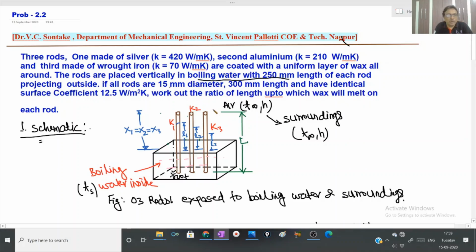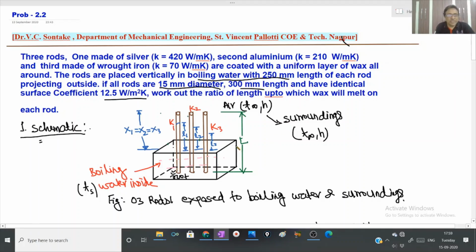If all rods are 15 mm diameter and 300 mm length and have identical surface coefficient of 12.5 watt per meter Kelvin, work out the ratio of length up to which wax will melt on each rod. So let us draw a schematic for this problem first.